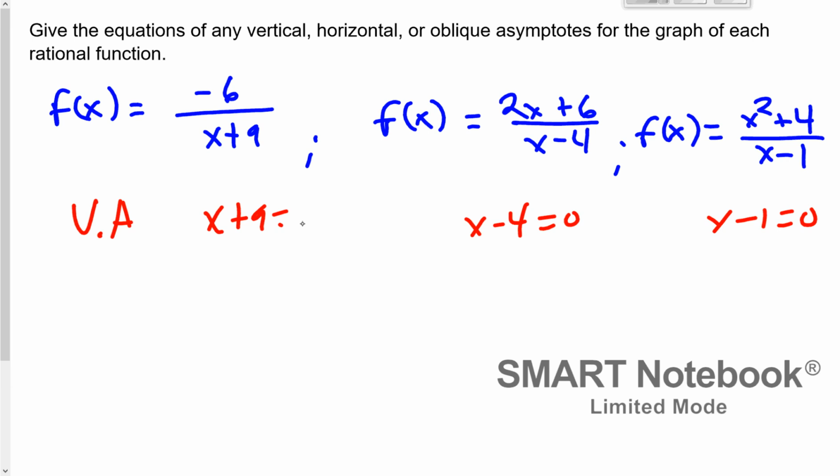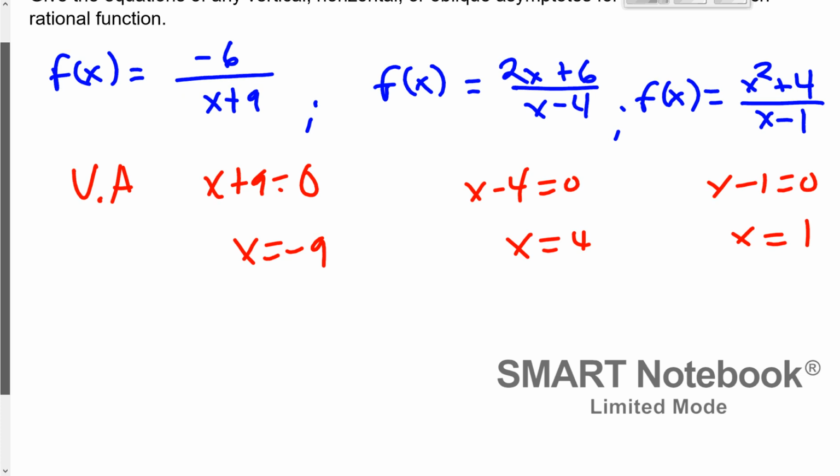Okay, so set these each equal to 0. So this is x equals negative 9, a vertical asymptote. This is x equals 4. This is x equals 1. So there are all my vertical asymptotes.